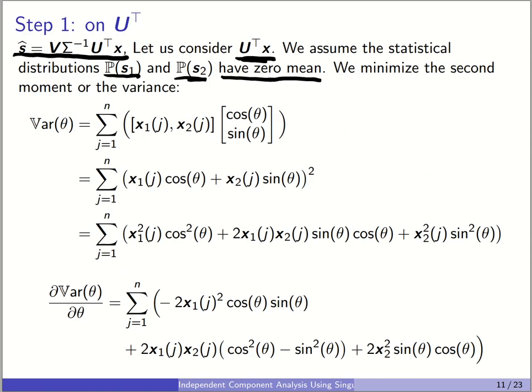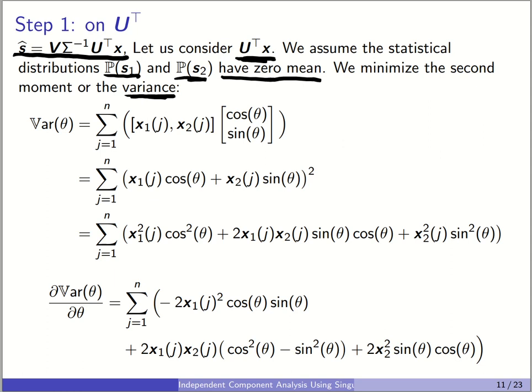Now let's minimize the second moment, which is related to variance. Why? Because we want S1 and S2 to be very different from each other. Therefore, we should separate their moments. So we should make their moments different, and the variances of them should be minimized. So all moments should be minimized. The first moment was assumed to be 0.